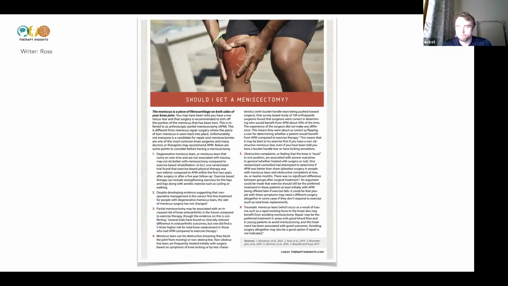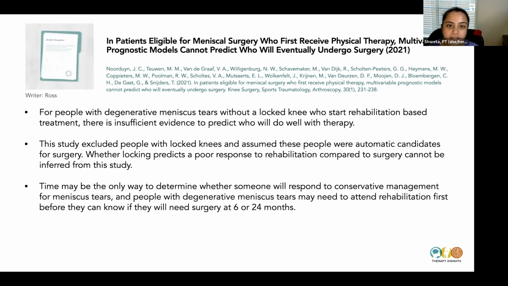Yeah. Cool. Well, since you were mentioning the article that is tied to this particular resource, I will let you talk about that. So coming up is the article, In Patients eligible for meniscal surgery who first received physical therapy, multivariable prognostic models cannot predict who will eventually undergo surgery. And I'll let Ross talk about it. Yeah, so this was the one I was mentioning. It was kind of piggybacked off of the ESCAPE trial. I think that most patients in that study started with exercise and some went on to have surgery.